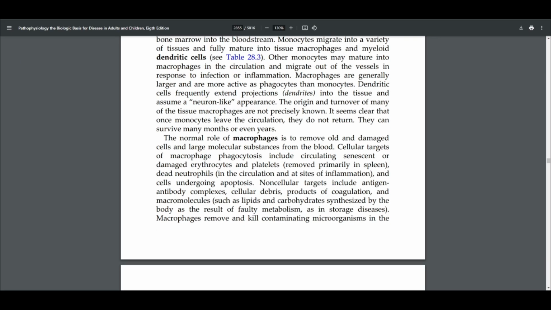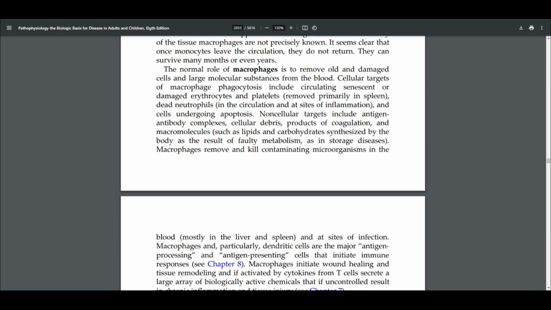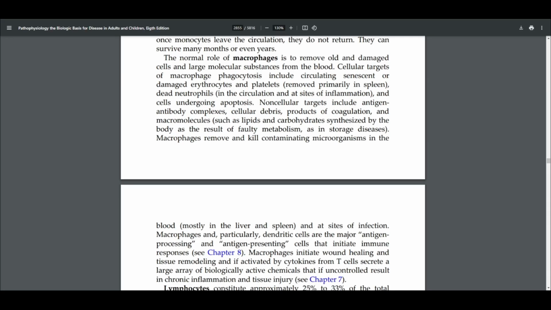The normal role of macrophages is to remove old and damaged cells and large molecular substances from the blood. Cellular targets of macrophage phagocytosis include circulating senescent or damaged erythrocytes and platelets, dead neutrophils, and cells undergoing apoptosis. Non-cellular targets include antigen-antibody complexes, cellular debris, products of coagulation, and macromolecules.